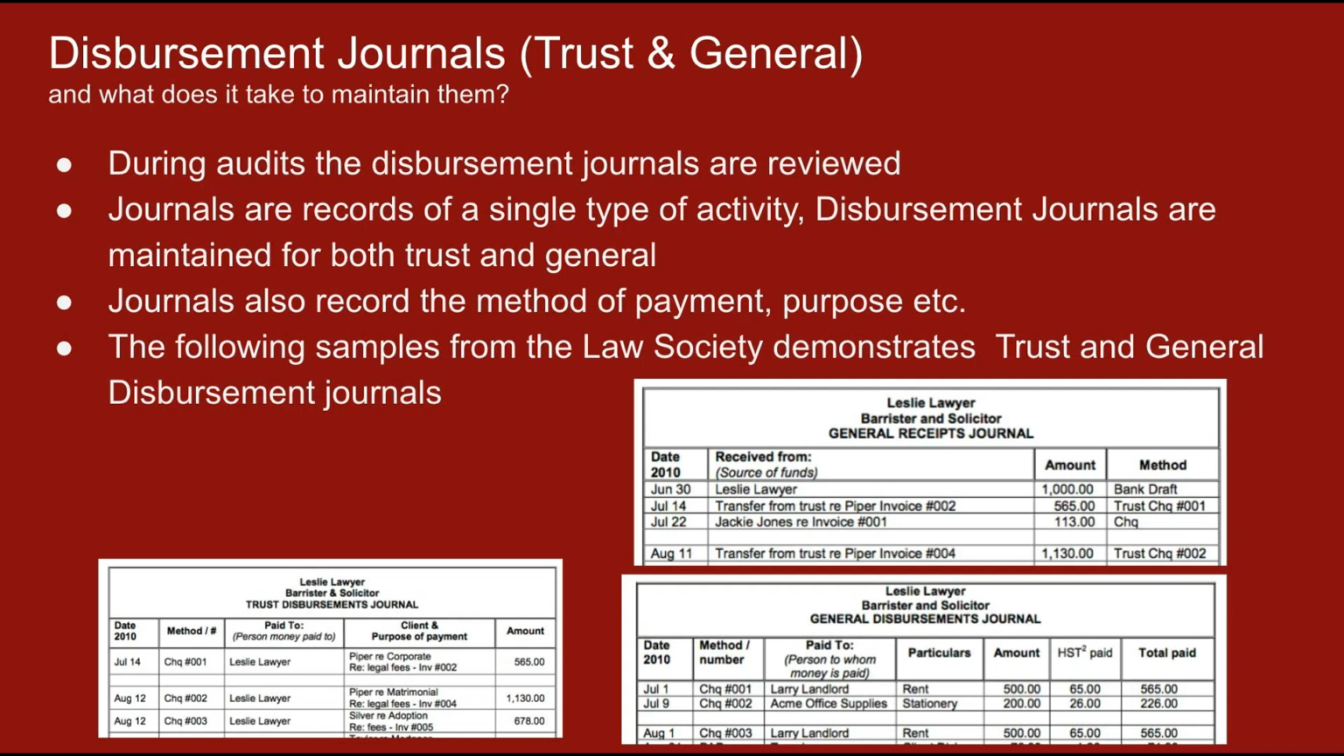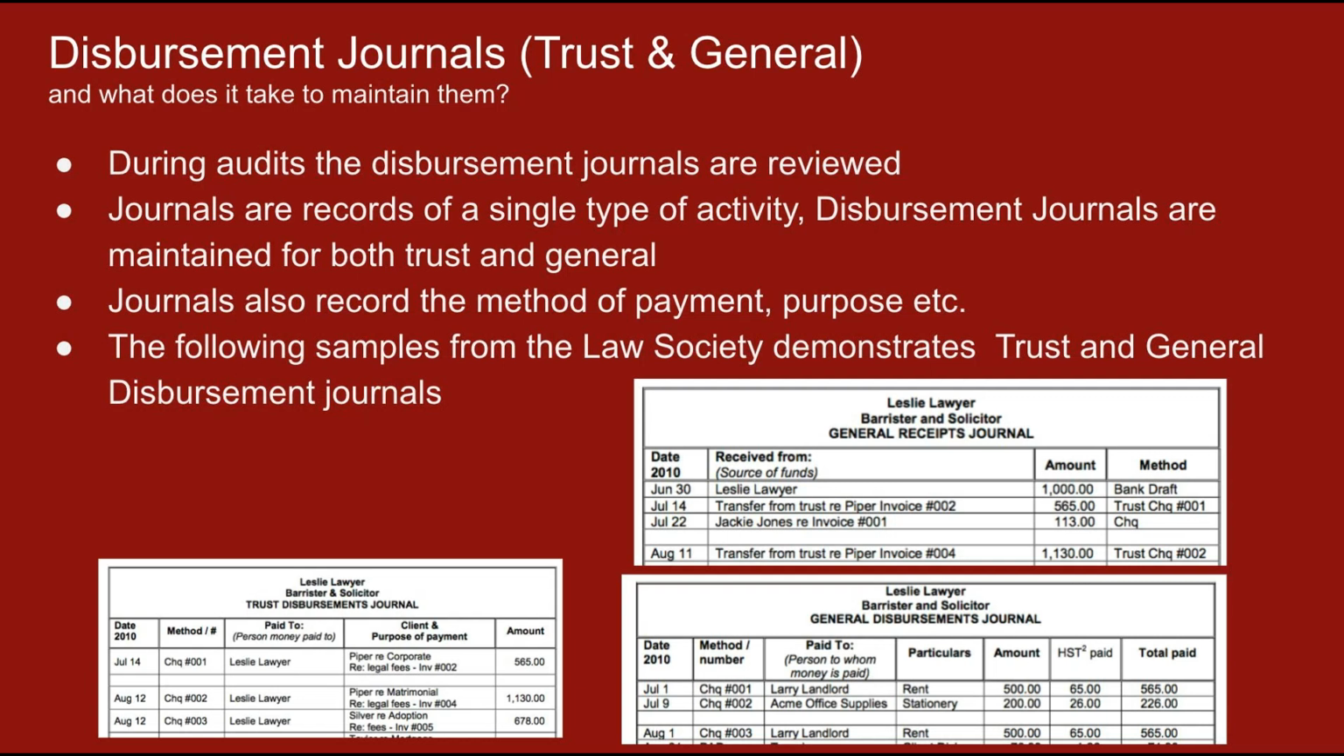During audits, these disbursement journals are reviewed. So be very careful. Try to enter every tiny bit of information possible: the right dates, the method of payment, whether you used credit card, debit card, bank, or cash, the purpose of the payment and the amount. That's all. And if it has HST or doesn't have HST, you're going to appropriately show it.